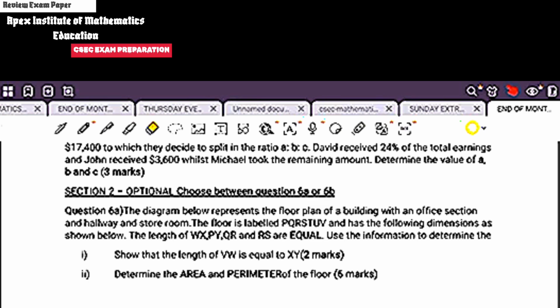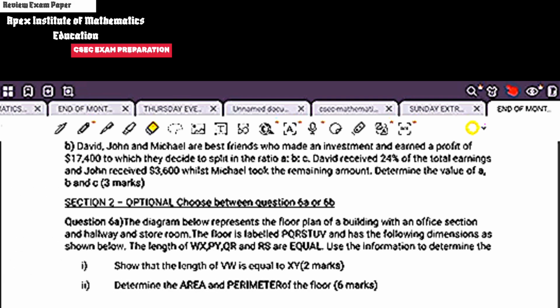Using the information to determine, and you're to show that the length of VW is equal to XY, 2 marks, and then we are to determine the area and the perimeter of the entire floor. Alright, so let's go back onto the diagram.